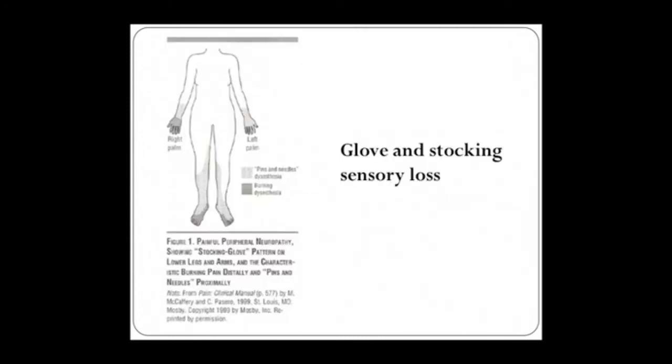And this typically occurs in what we call a glove and stocking distribution. This is what a glove and stocking distribution is. Often in real life, it doesn't work as nicely as this. You don't just find that they have this precise level where they suddenly get sensation back. You can sometimes get patchy loss, both in the arms and the legs. But this is the characteristic thing.